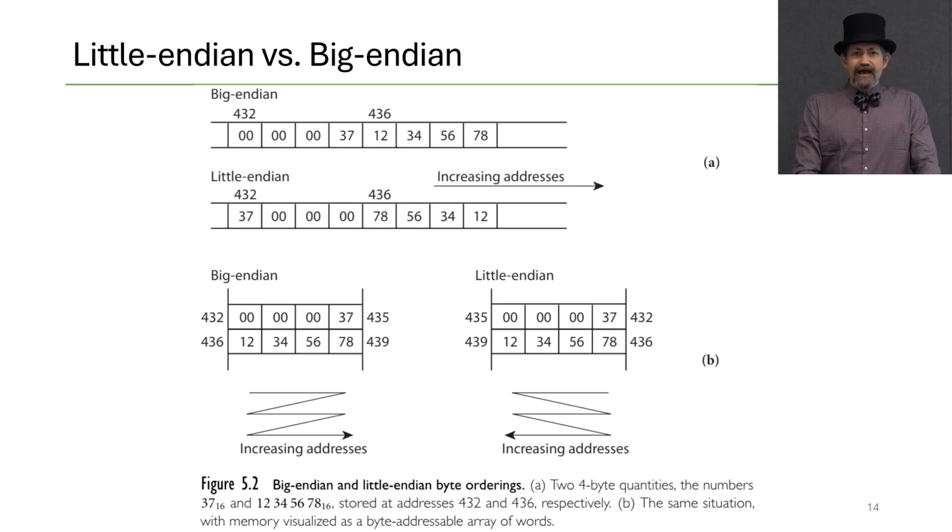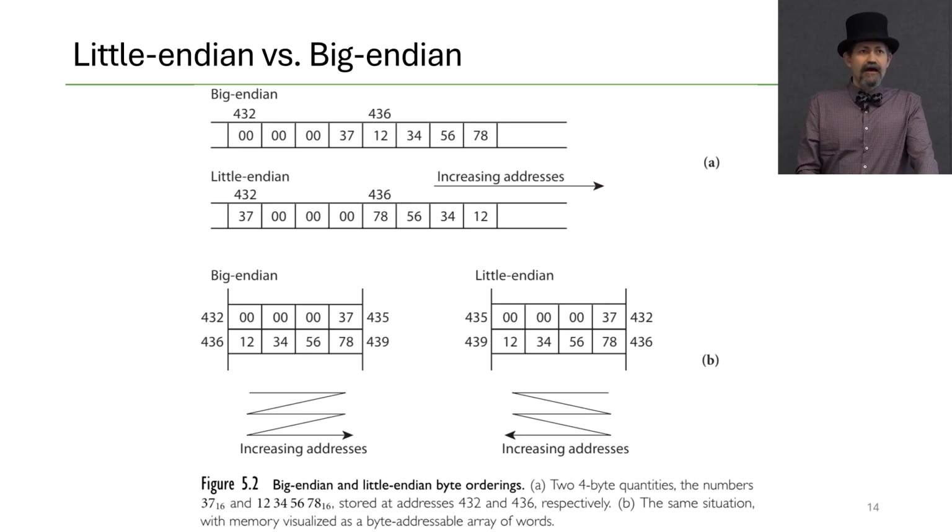At the very top, we can see how data might be stored in a big-endian format. So if we have the number 37 and we store it at address 432 as a word, then the bytes will be 0, 0, 0, and 37 because the low order data 37 will be in the last of the 4 bytes. That's just how we write down the number in decimal.